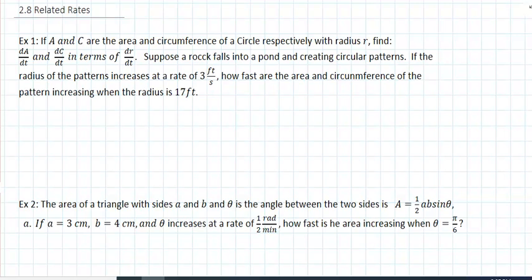Section 2.8 talks about related rates. If A and C are the area and circumference of a circle respectively with radius r, find dA/dt and dC/dt in terms of dr/dt.